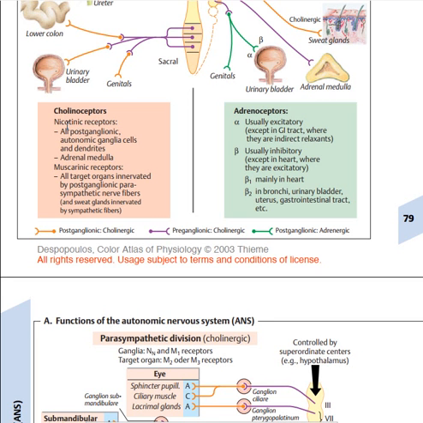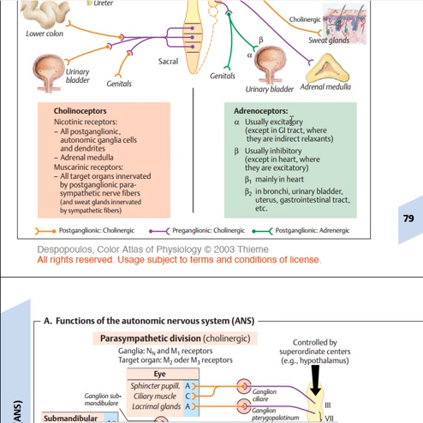So here you need to know that inside the ganglia you are going to have nicotinic receptors. So the synaptic nerves inside the ganglia are going to have nicotinic receptors. Now the muscarinic receptors are mostly found at the level of the target organs. So at the level of the end plates you are going to have muscarinic receptors.